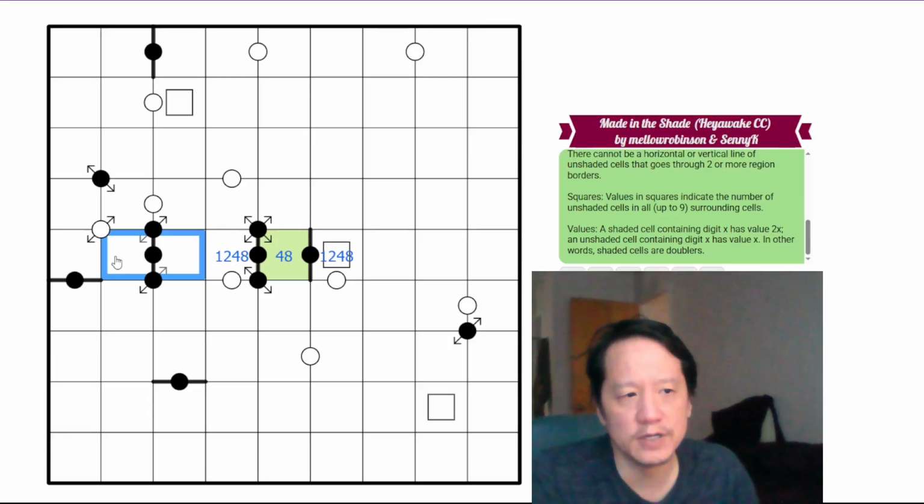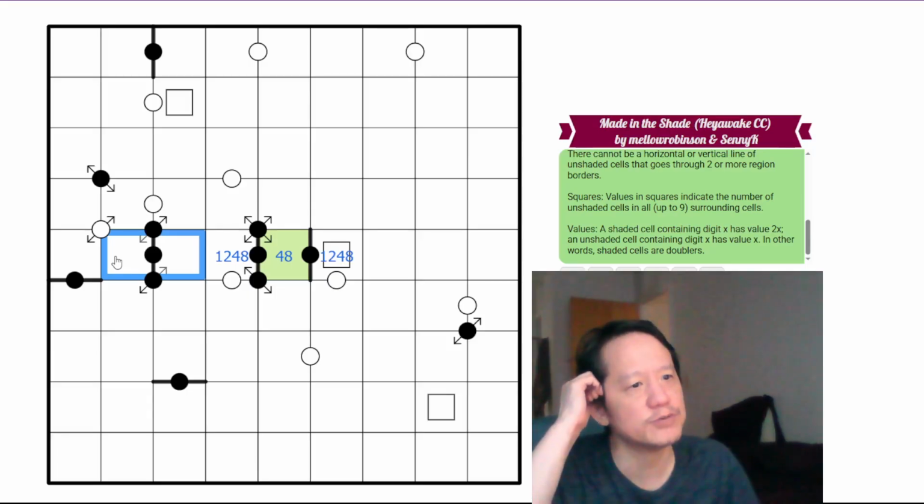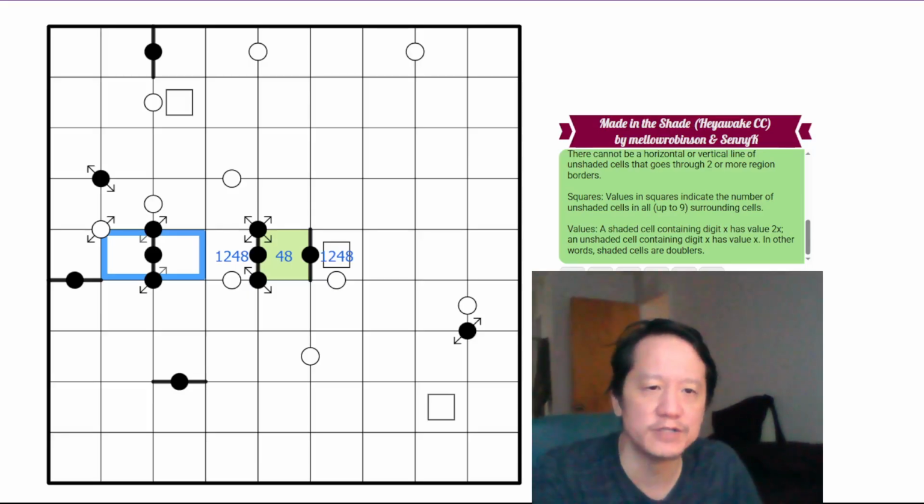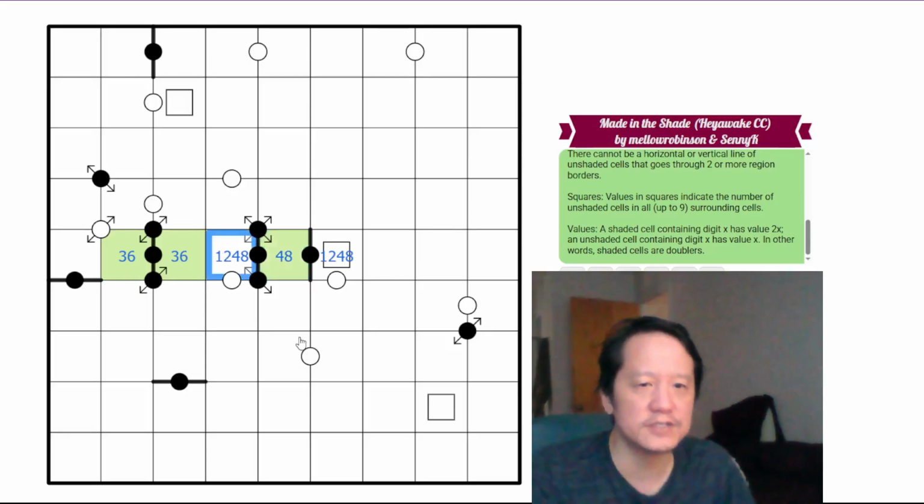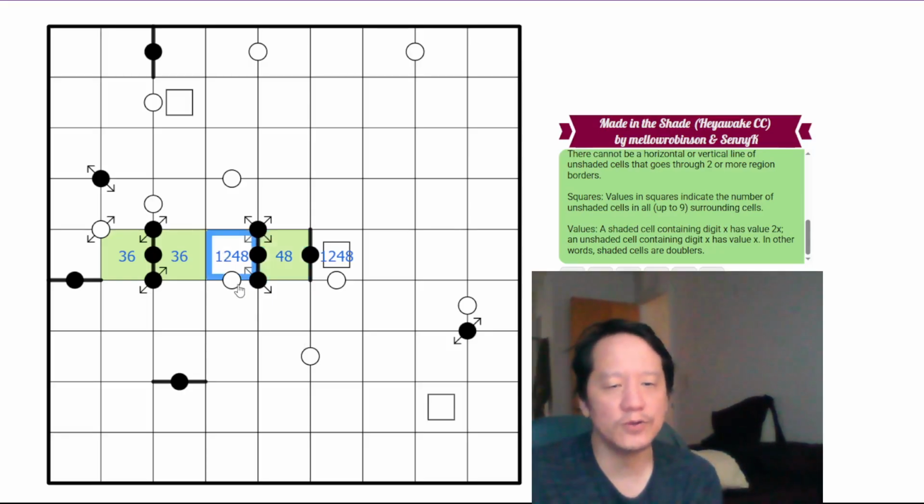Because they must be in... And they can't be both shaded. They must both be unshaded to be 3 and 6. So this is unshaded here. If this is unshaded, you would have an unshaded section all crossing 2 region borders. So this must be shaded, which makes this unshaded here.